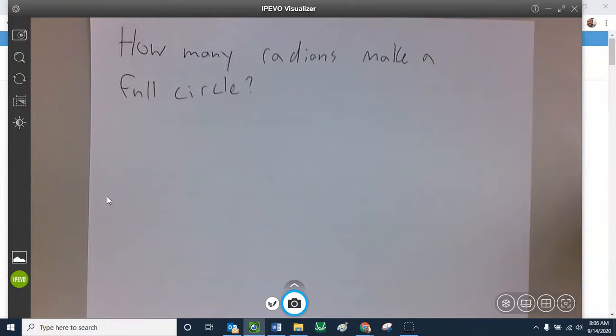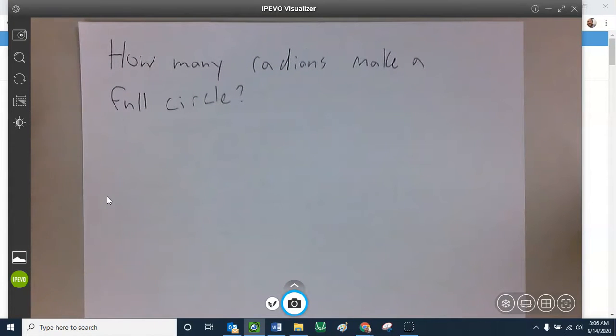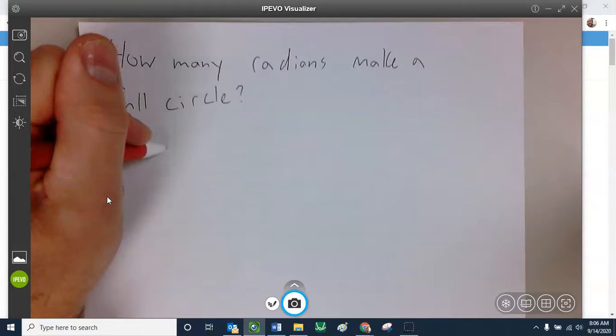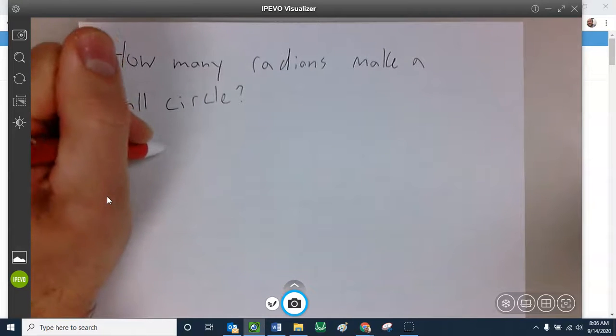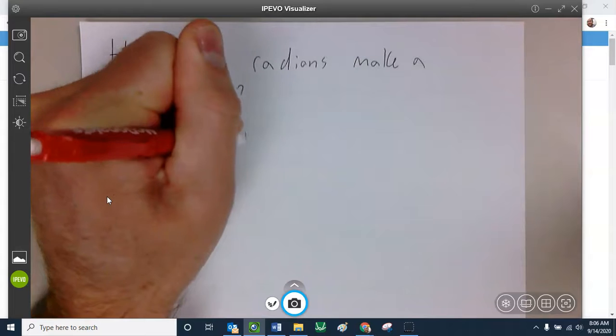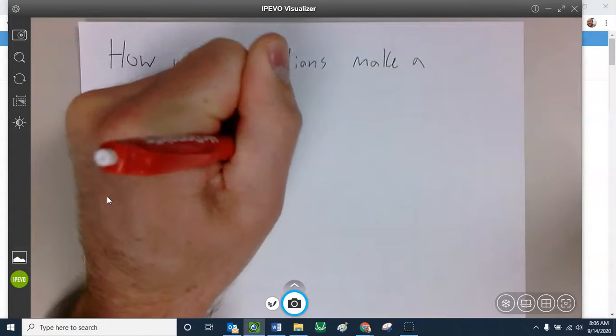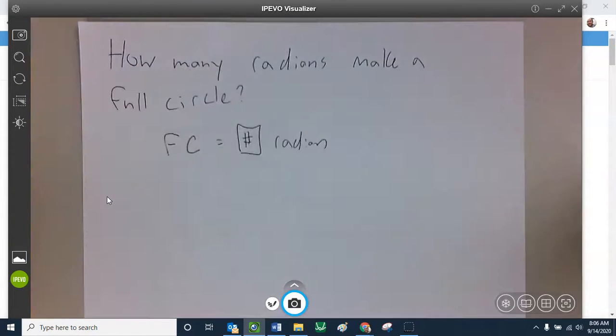How many radians make a full circle? With the string and with that worksheet I had you guys do, this was what I was getting at. So hopefully you got this. We made two statements. The first statement was, after I gave you the definition of a radian, we could say a full circle is a certain number of radians. Okay, made a little math equation from the word equation.